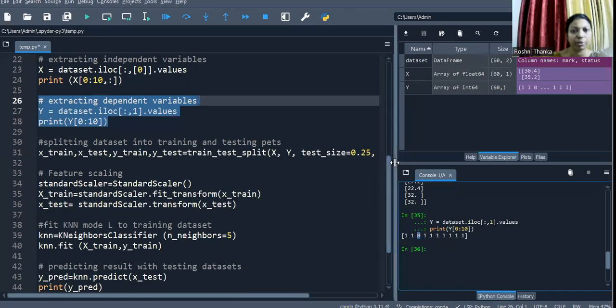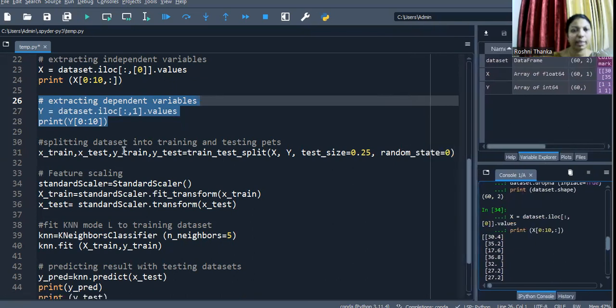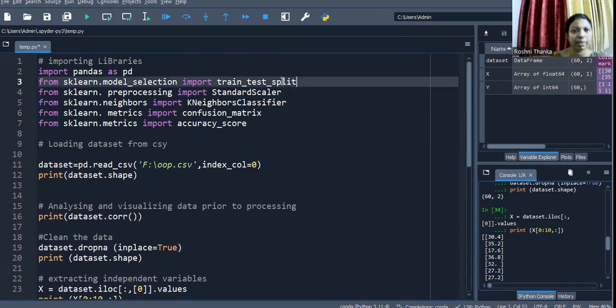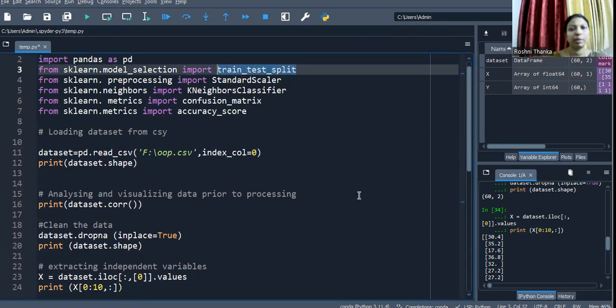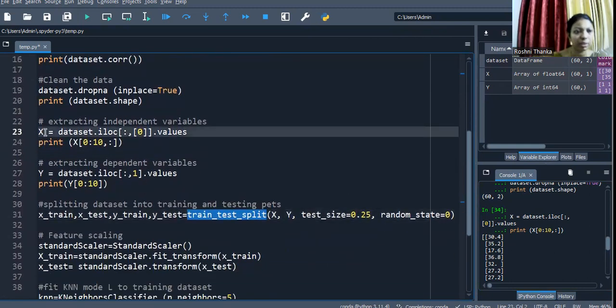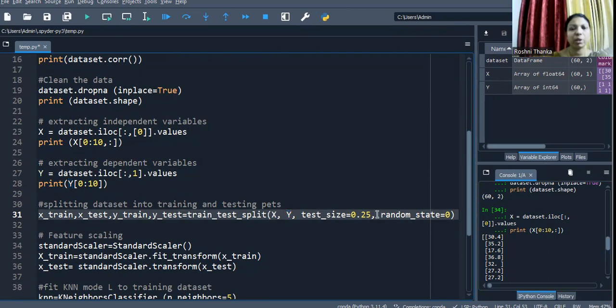After that, we are going to split our data set into training and testing. We have already imported the class train_test_split, which helps us divide our data into training data and testing data. Further, we are going to give this input and output variable. This is the independent variable, and this is the dependent variable. Both things we have given, and we are going to divide it into 75% for training and 25% for testing.